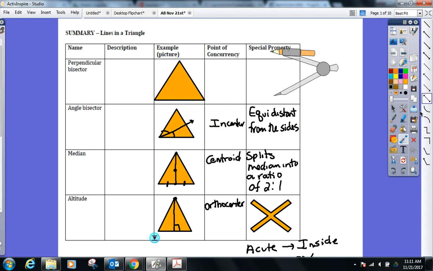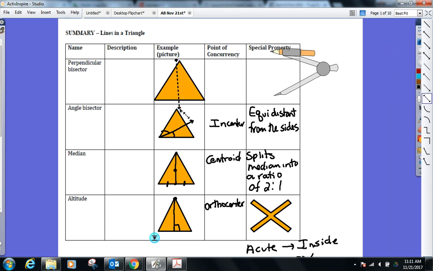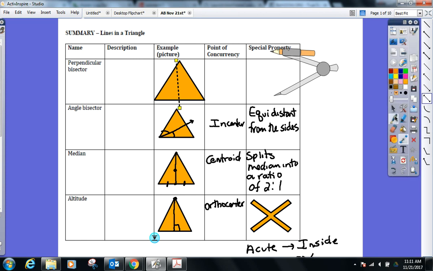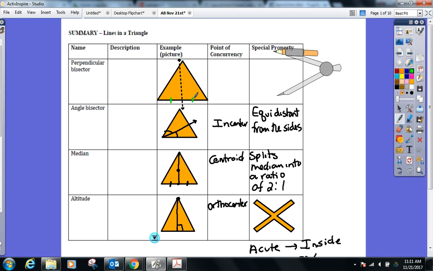All right, so it's tough for me to, I'm just going to show it not coming from a vertex. Perpendicular and bisecting. So it's got to be perpendicular and bisecting.